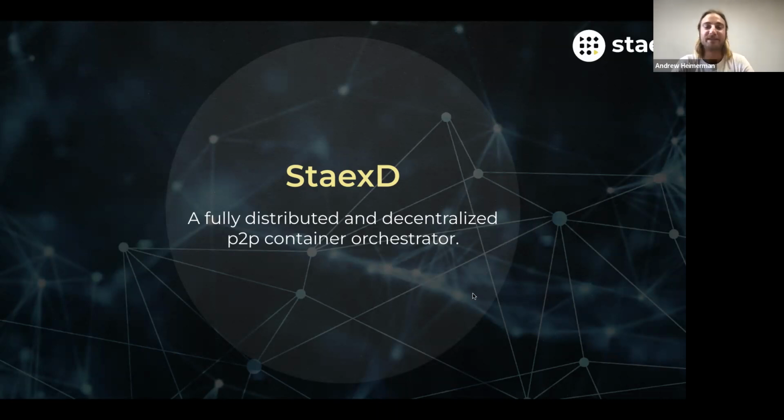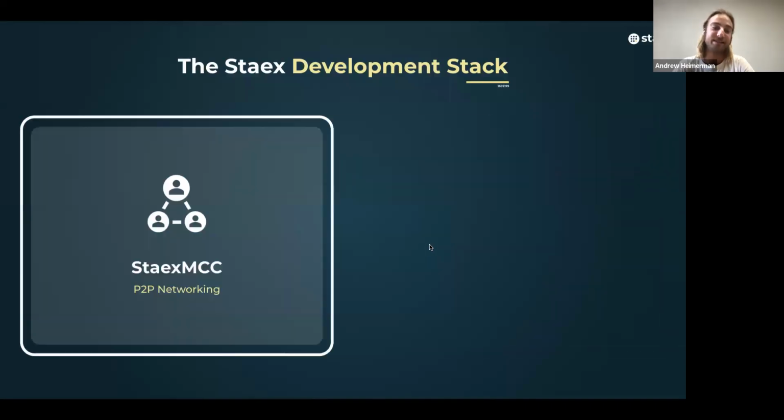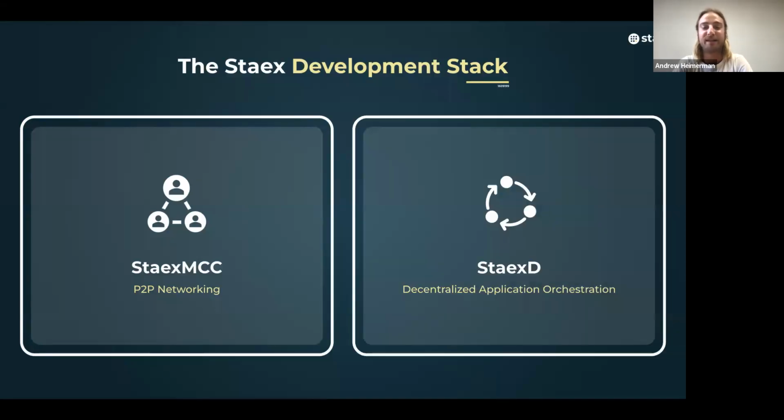So today we're just super happy to announce StaexD, a new version of our product for distributed, decentralized container and also native application orchestration. The Staex development stack as we have it today has existed so far with Staex MCC, which provides peer-to-peer networking and service discovery on large-scale distributed networks, especially for IoT and robotics in industry. And now we are super happy to present StaexD, which enables, with Staex MCC, the deployment of applications on top of this fully peer-to-peer network.